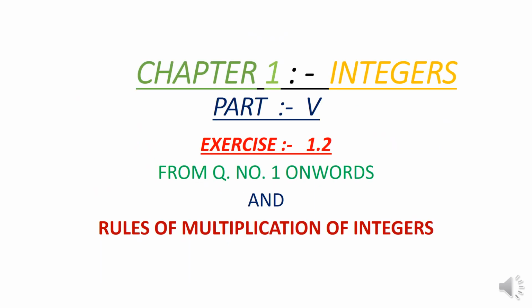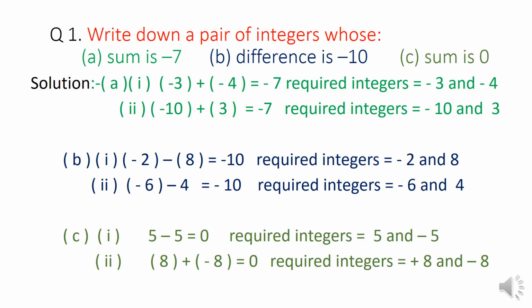Let us start today's topic, chapter number 1, integers, part 5, exercise 1.2, question number 1 and onwards, and also we are going to see some rules of multiplication of integers. Now, here question number 1 is: write down a pair of integers whose (a) sum is minus 7, (b) difference is minus 10 and (c) sum is 0.